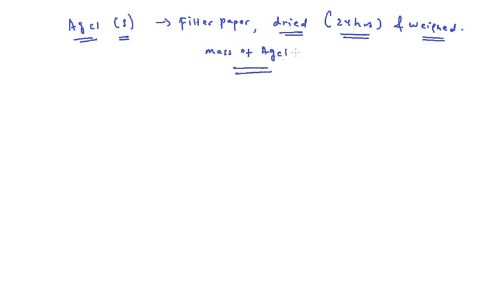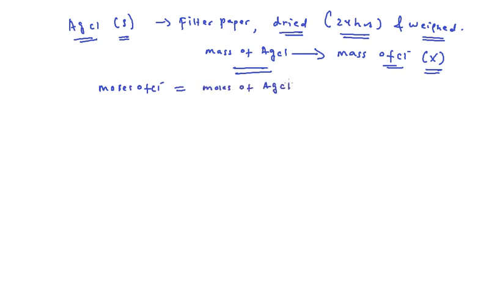From the mass of silver chloride, we're going to determine the mass of chloride ion, which is our unknown. So how do we do that? Like I said earlier, the moles of chloride ion is equal to the moles of silver chloride. All right, so what does that mean?